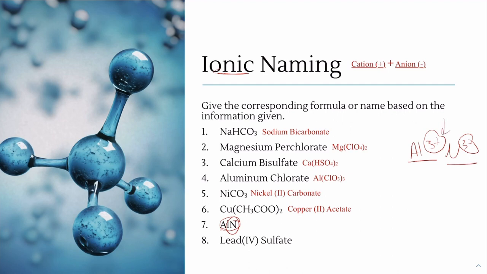Now, I don't need to say aluminum 3 nitride because it's not a transition metal. It's in the P block. It's going to always form a 3 plus charge, so I don't have to designate if there's another form of it. So this is just going to be aluminum nitride, just like that. All right, lead 4 sulfate.